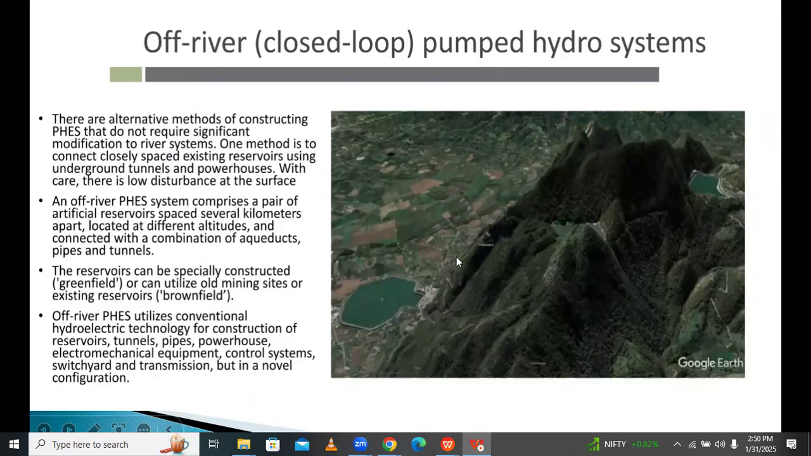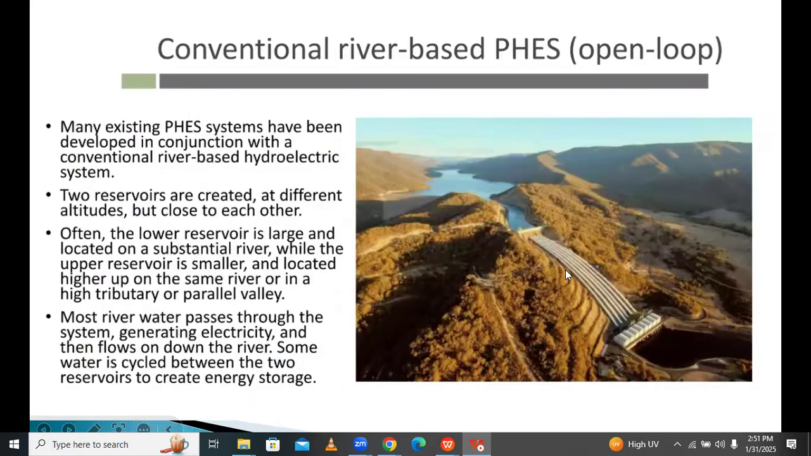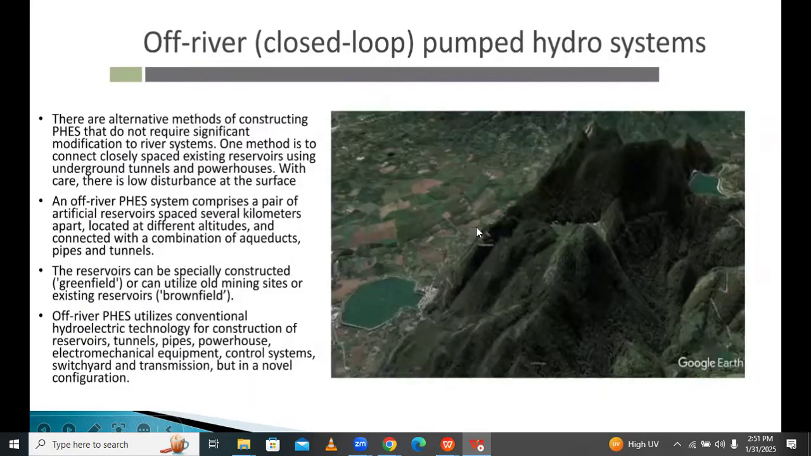One method is to connect closely spaced existing reservoirs using underground tunnels. By using underground tunnels and underground powerhouses, you can generate electricity. This is called a closed loop system. In the open system, the turbine, powerhouse and penstocks are visible, and the lower and upper reservoirs are all visible. But in a closed loop system, the lower turbines and the powerhouse are not visible. They exist underground.